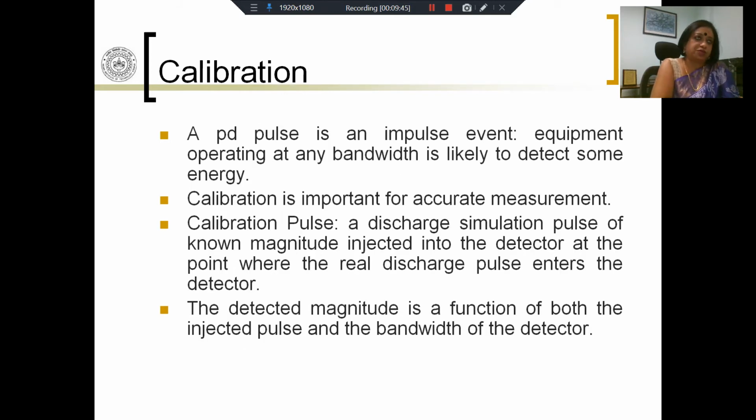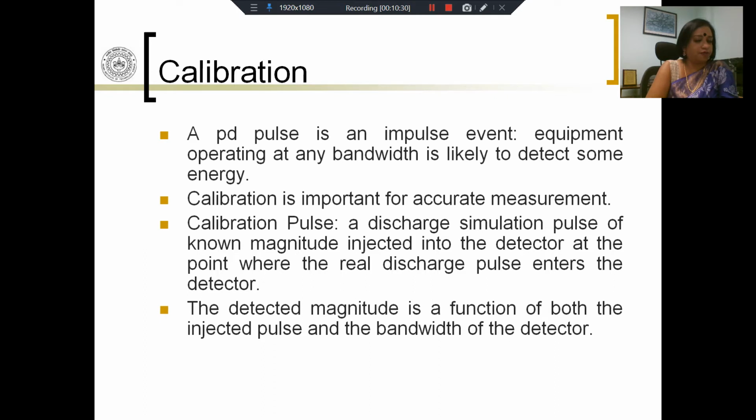Now, one of the most important things in PD measurement is calibration. If you remember, we have spent quite some time on understanding that what we measure as a PD pulse magnitude in picocoulombs is certainly not the charge that is involved in the discharge, but it is the apparent charge, which is defined as the quantity of charge which, when injected across the terminals of the test specimen, would register the same PD pulse magnitude in the measuring oscilloscope as the discharge that is happening at the discharge site.